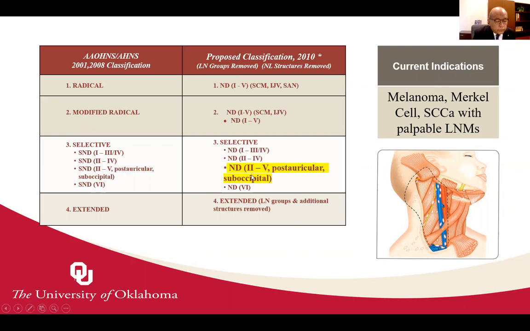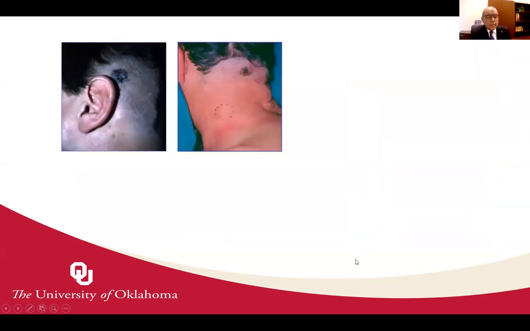Well, first we have this selective neck dissection that removes levels 3 to 5, the postauricular and suboccipital lymph nodes. This is the old posterolateral neck dissection. It's currently indicated in the management of melanoma, Merkel cell carcinoma, squamous cell carcinoma, or any other cutaneous carcinoma with palpable lymph node metastases in the suboccipital region or in the posterior triangle of the neck.